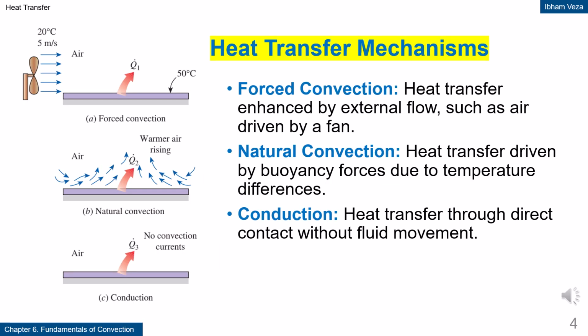Heat transfer mechanisms. This slide compares conduction, forced convection, and natural convection in a single framework. Conduction occurs without fluid motion and is purely due to temperature gradients. Forced convection involves flow driven by a fan or pump, which accelerates heat transfer rates. Natural convection arises from buoyancy forces caused by density differences due to temperature. This comparison is important to understand the role of fluid motion in enhancing heat transfer rates.